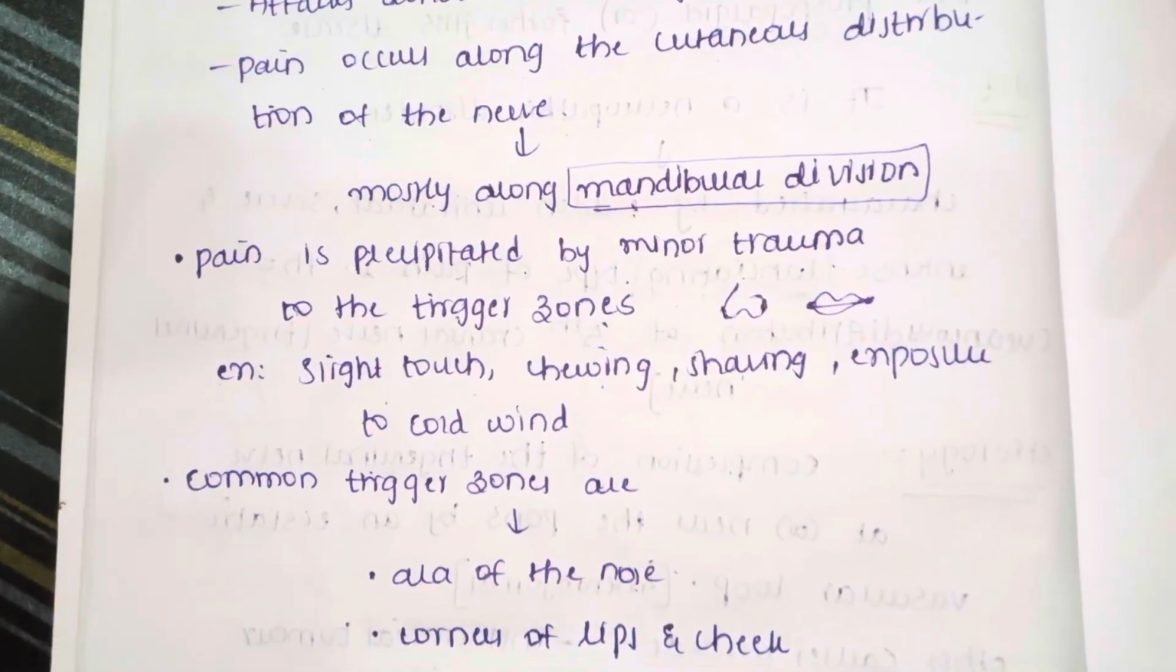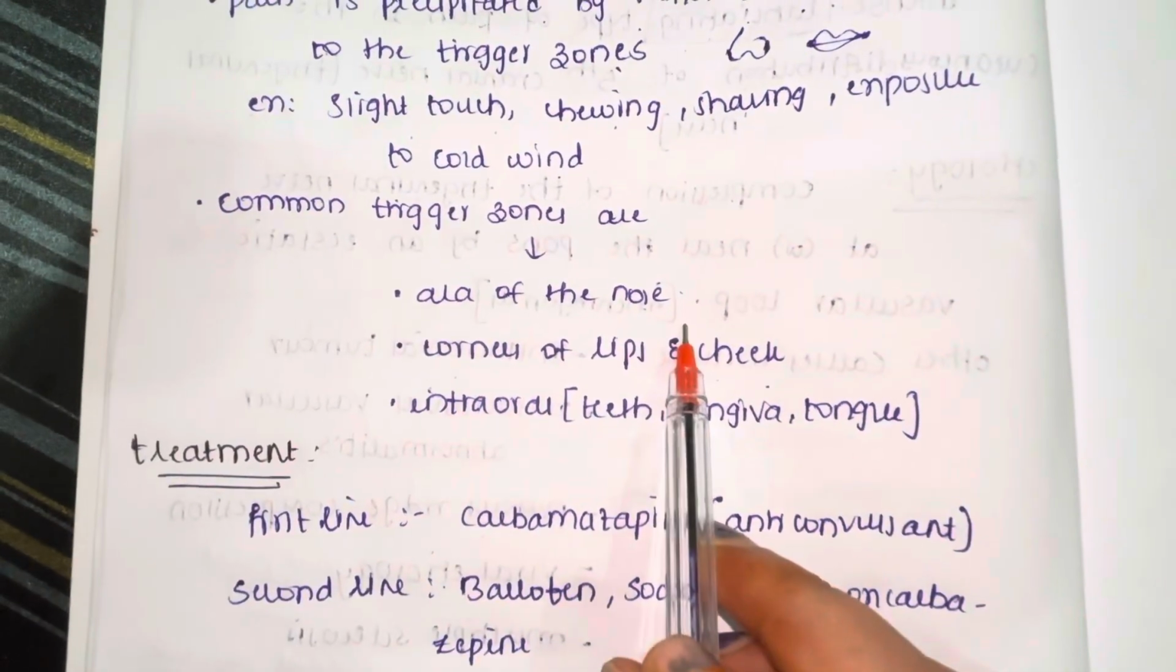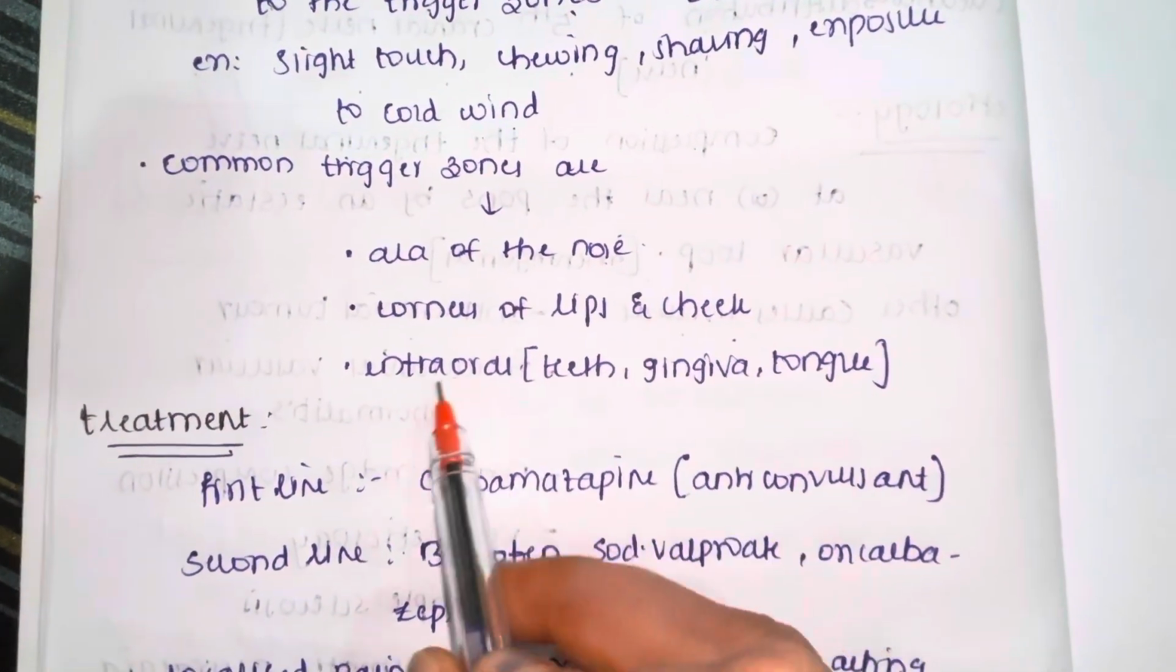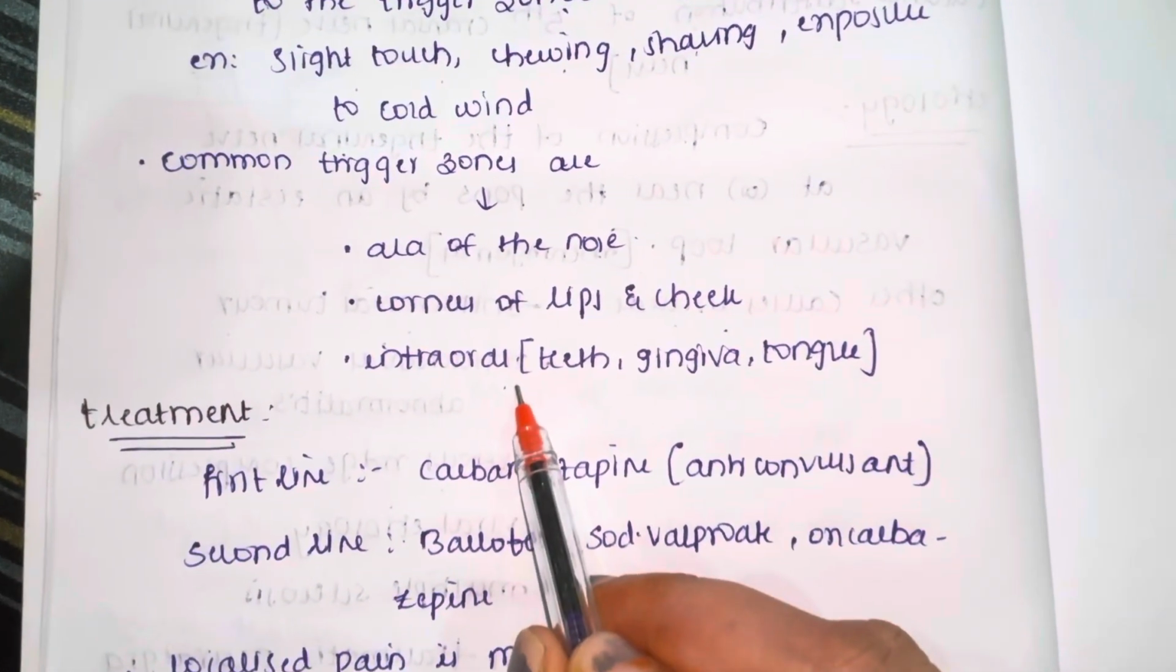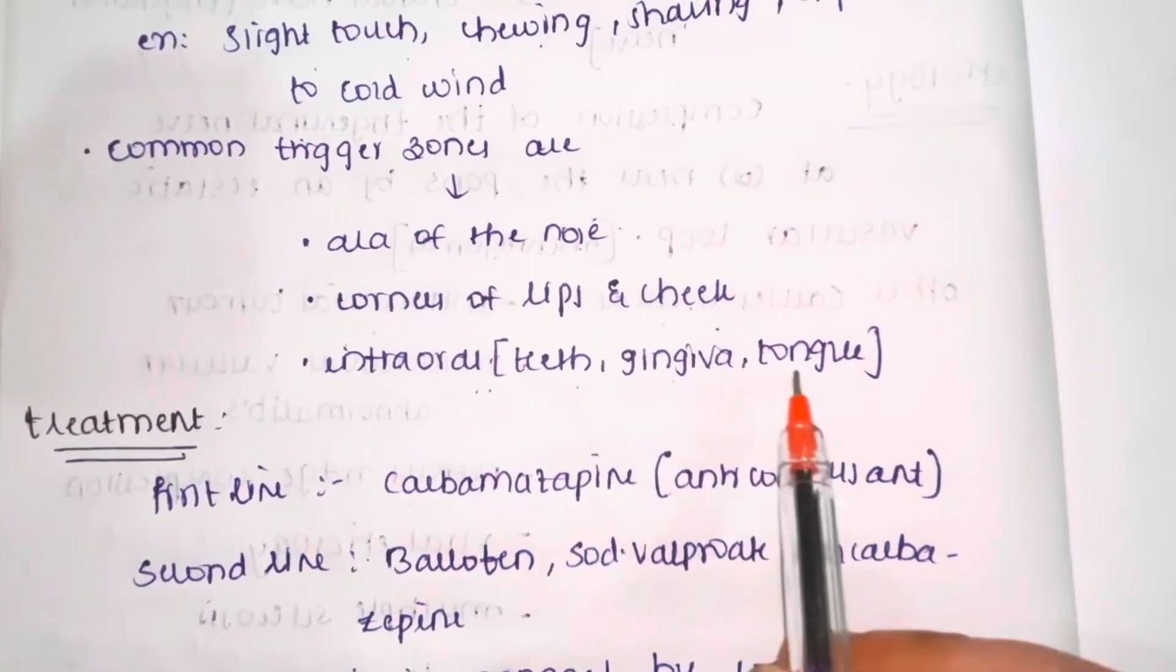Just now I told you the trigger zones. So they are the ala of the nose, corners of the lips and cheek, and intraorally, the trigger zones are teeth, gingiva and the tongue.